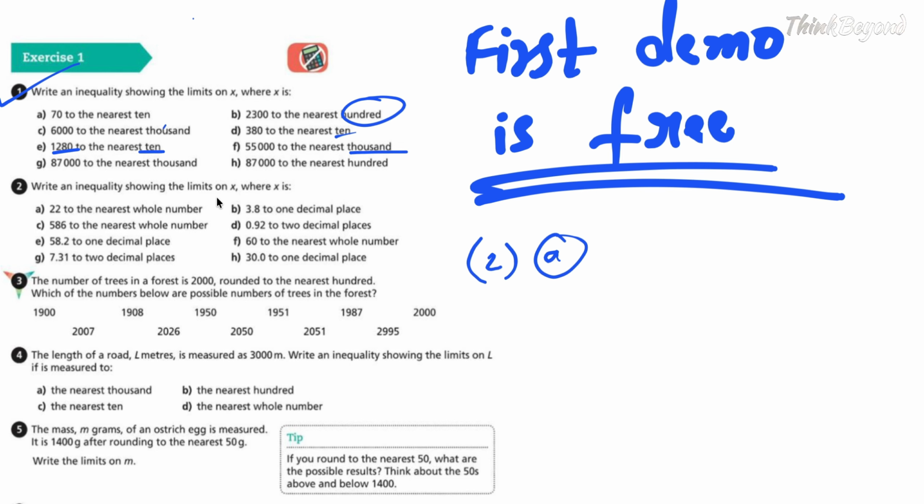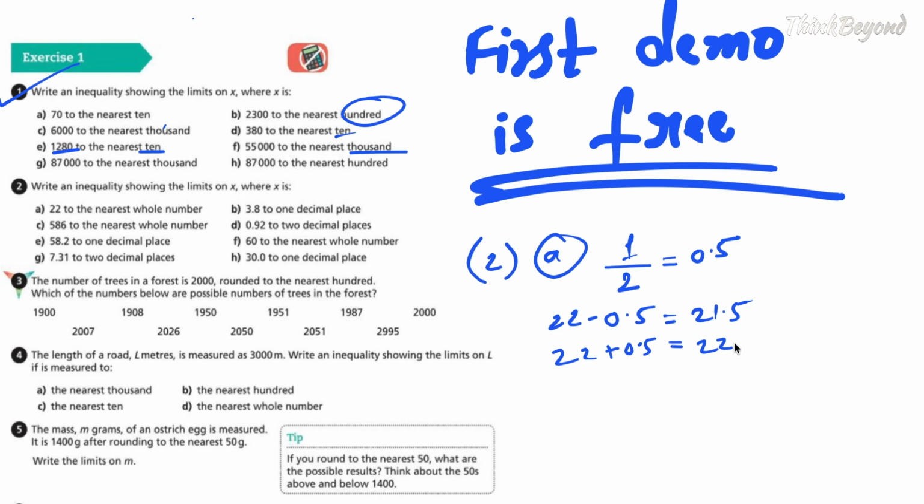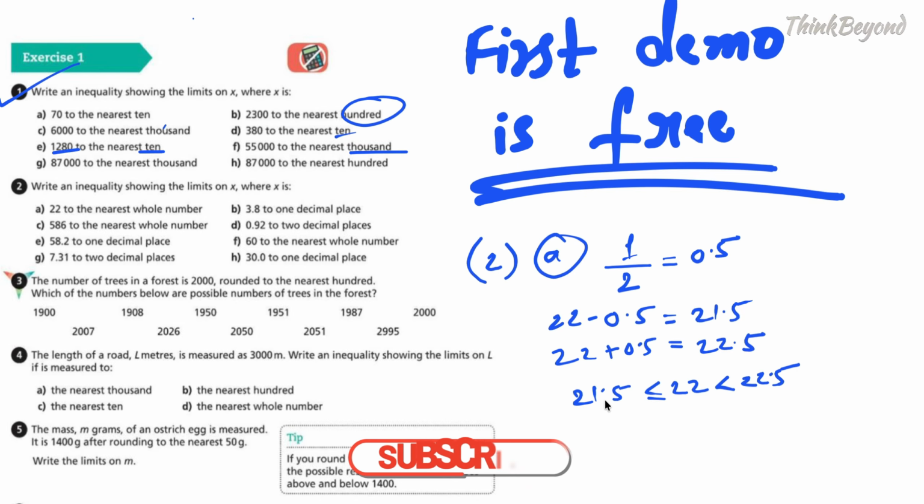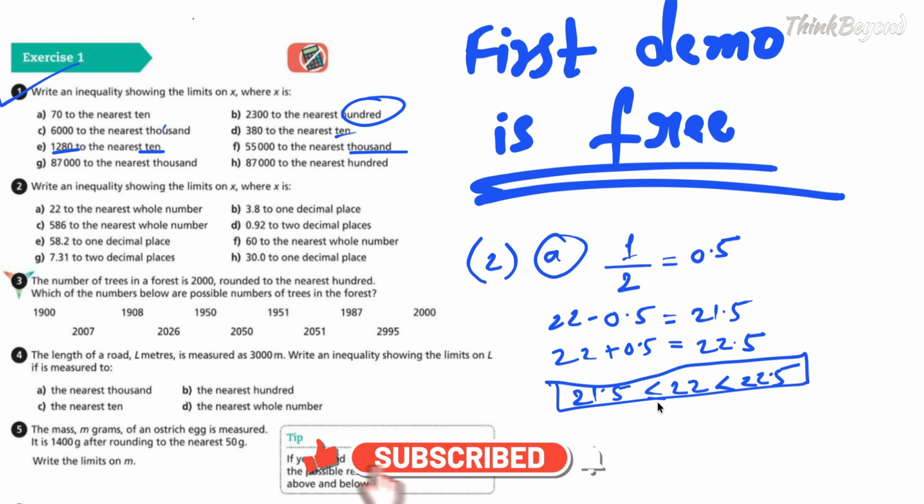It says 22 to the nearest whole number. Okay. So half of 1 is what? It's 0.5. So you have to subtract 0.5 from 22, which will give you 21.5. And you have to add 0.5, you will get 22.5. So the inequality is 21.5 is less than or equal to 22, and it is less than 22.5. This is our answer for question 2A.